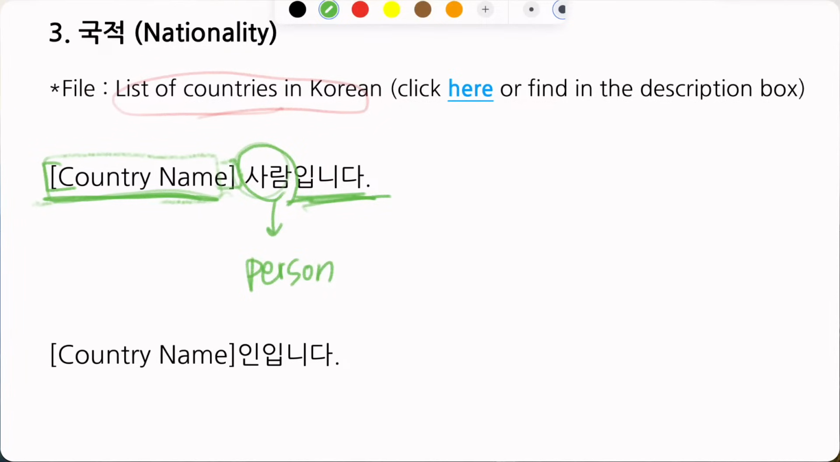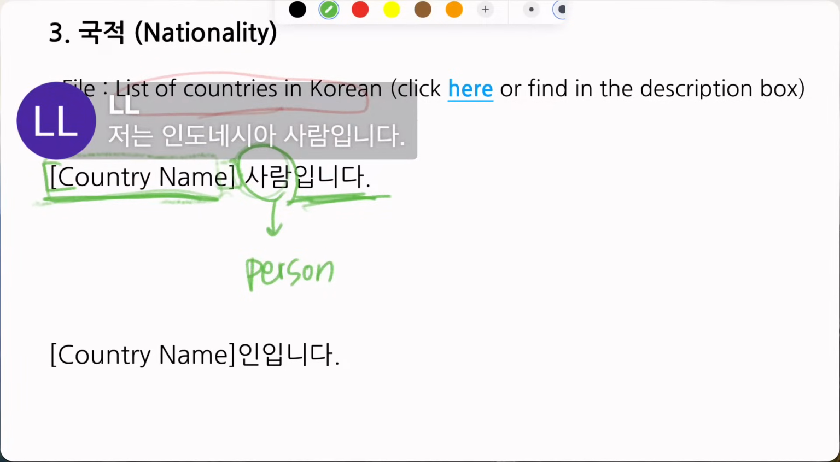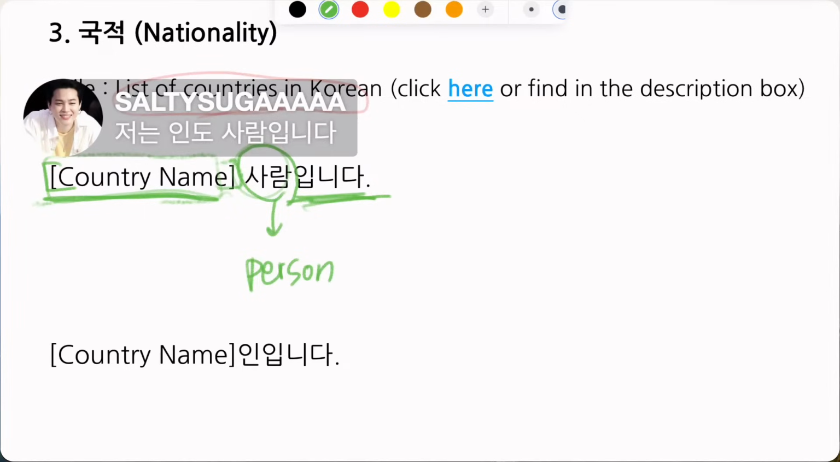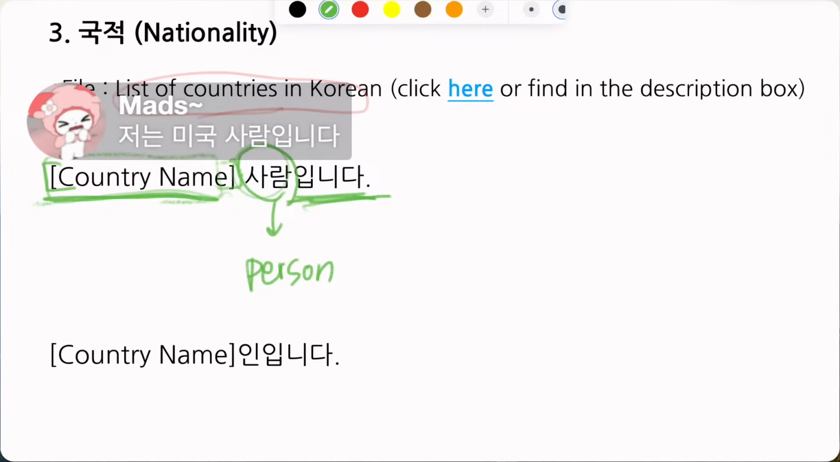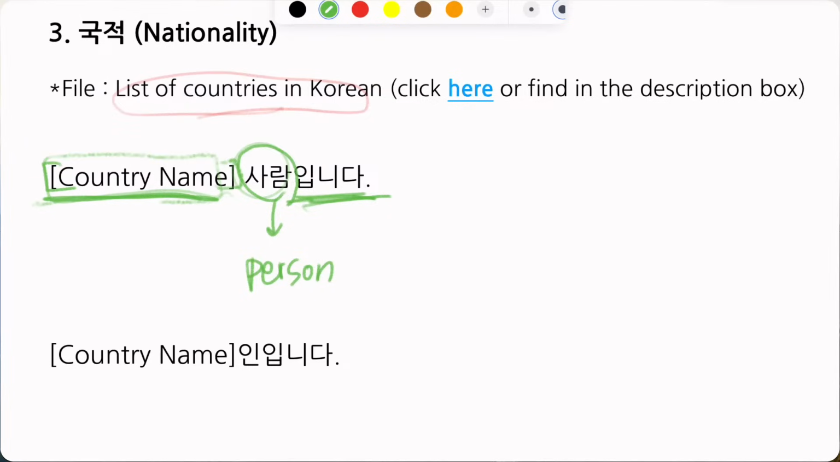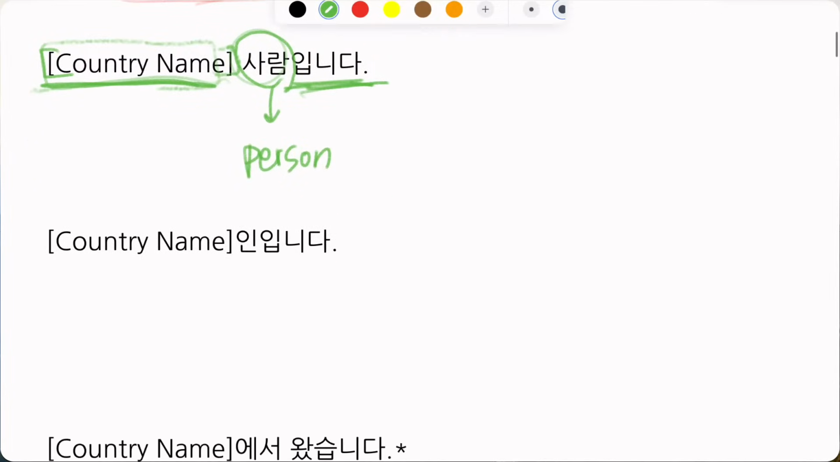좋아요. 그 다음에 LL님은 인도네시아 사람입니다. She's from Indonesia. He or she. Sorry about the pronouns. I'll just say they. 다음에 Salty Sugar님 is from India. Mad님은 American, 미국 사람입니다. 오케이, 좋아요. So this is one way you can say it.